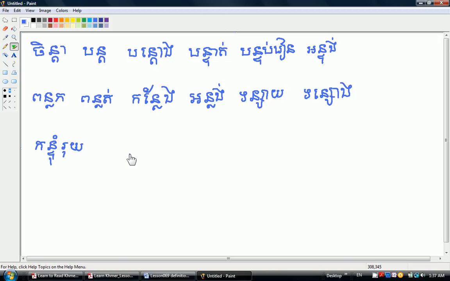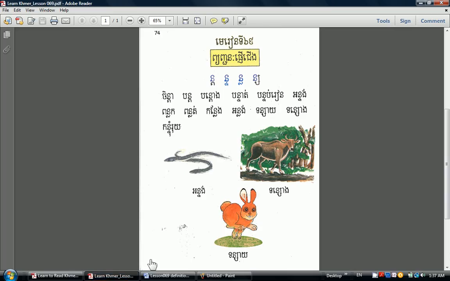Okay. So now let's review our lesson 69. Lesson 69. It's on page 74. In this lesson, we have learned the next set of the middle clusters. On this page, we are going to read these words without sounding them.